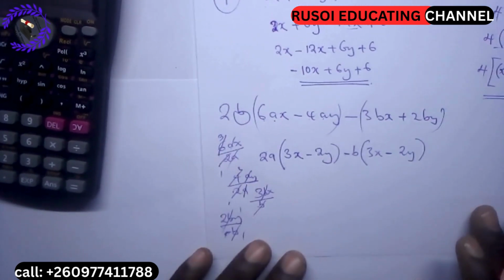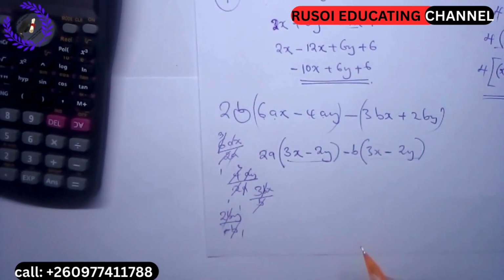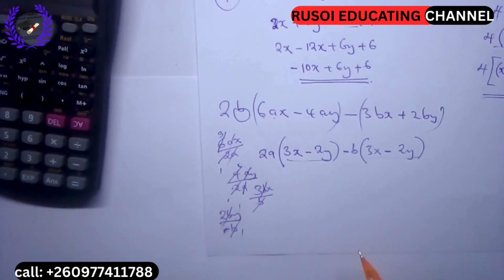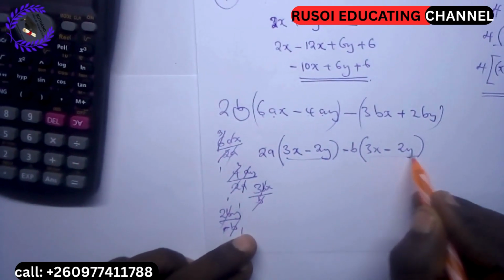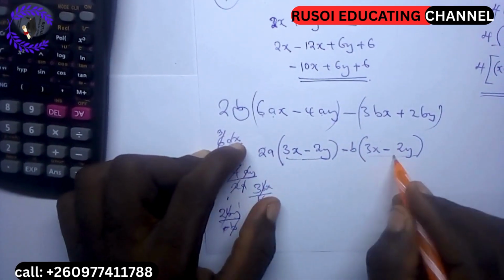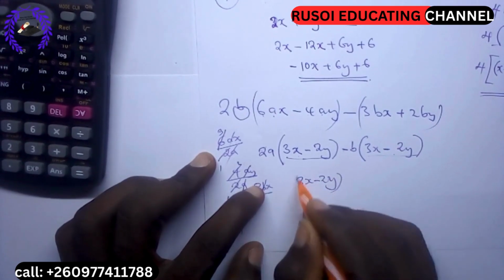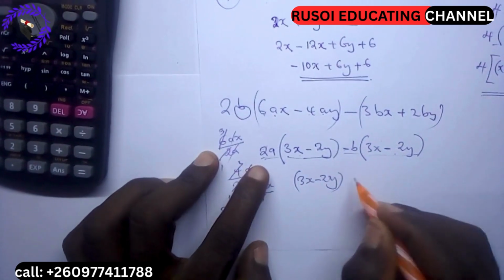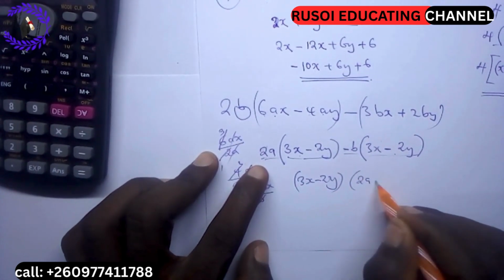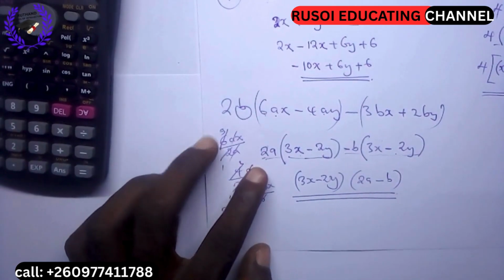So if you check, there are terms which are common in the bracket there. So there is 3x minus 2y, and also here there is 3x minus 2y. So you get either of these. So you say 3x minus 2y, and then you get these parts which are outside here. So you say 2a minus b. And then that will be the end of the solution for this question.